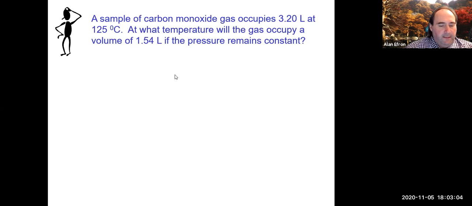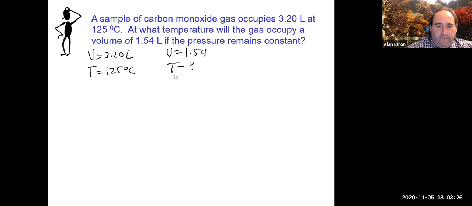Okay, so let's take a look. Again, I would take the same sort of approach now that we've got a few different gas laws to think about. We have a volume that is 3.2 liters. We have a temperature that is 125 degrees Celsius. We are looking for another temperature. And we have a volume that is 1.54 liters.